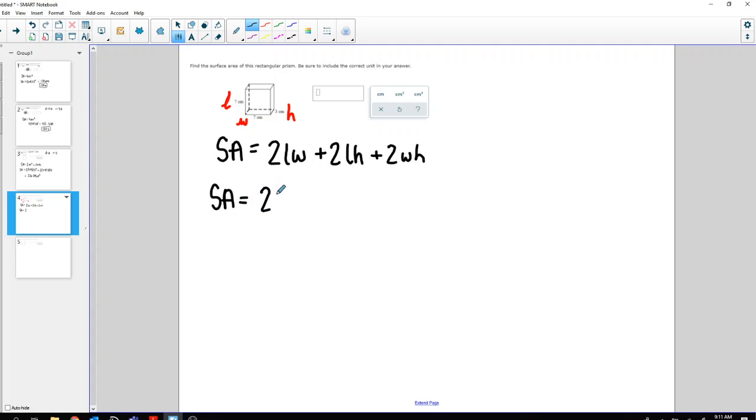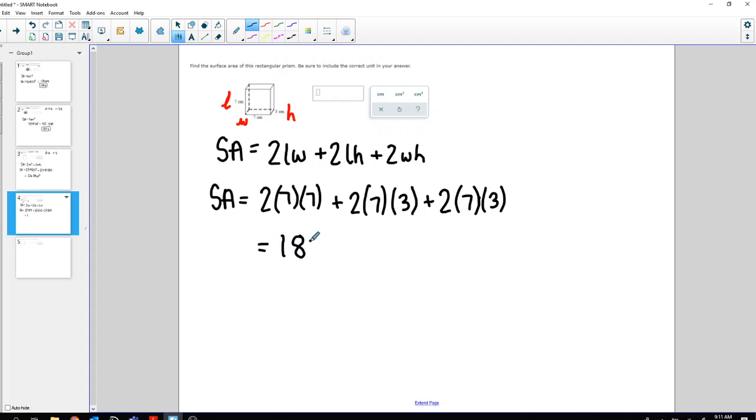So 2 times 7 times 7, plus 2 times 7 times 3, plus 2 times 7 times 3 again. So I've got two sides there that are 7 centimeters long. This one I end up with a surface area of 182. And again, I have to choose my units. With surface area, it's always going to be your units squared. So 182 centimeters squared.